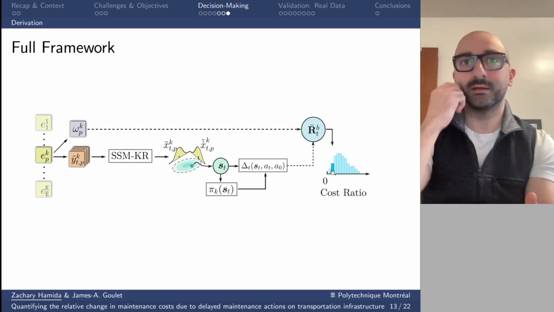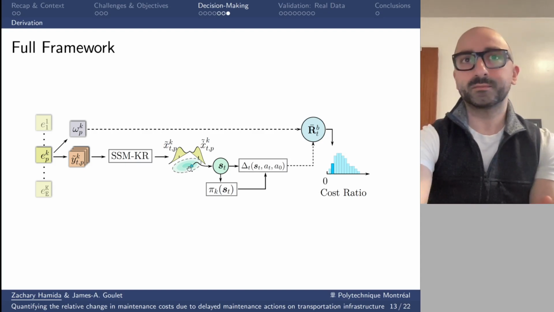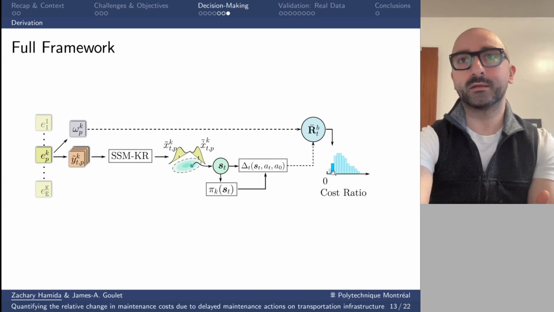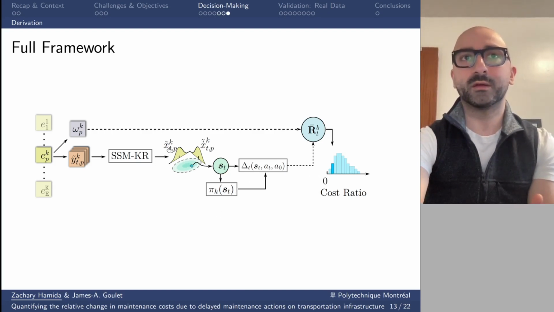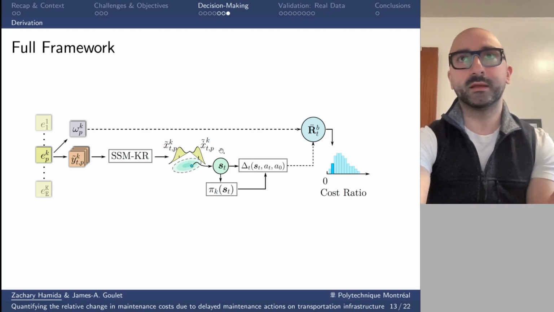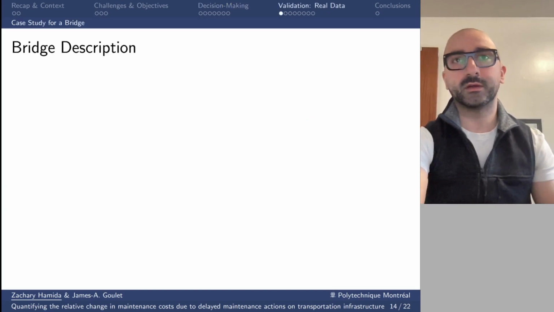Now we repeat this. We can take multiple samples in order to get a full distribution here for combinations of speed and condition. So this is really the general idea. Further details are available in the paper.